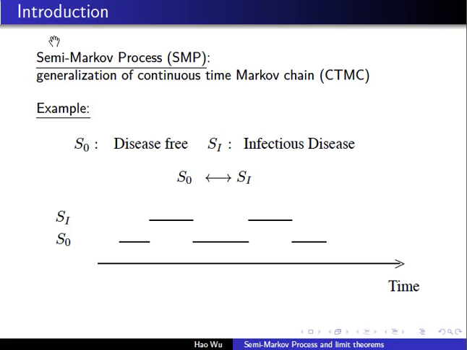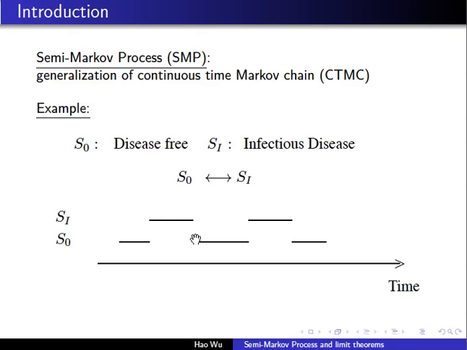Let's consider this example. S0 and Si are two states. One is disease-free and one is infectious disease. There can be transitions between these two states, and each state has its own sojourn time distribution. They do not have to be exponentially distributed.